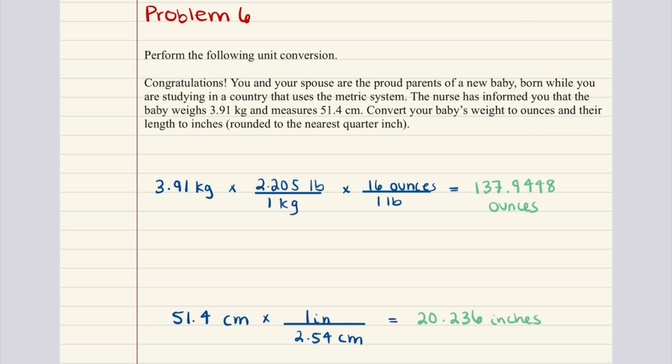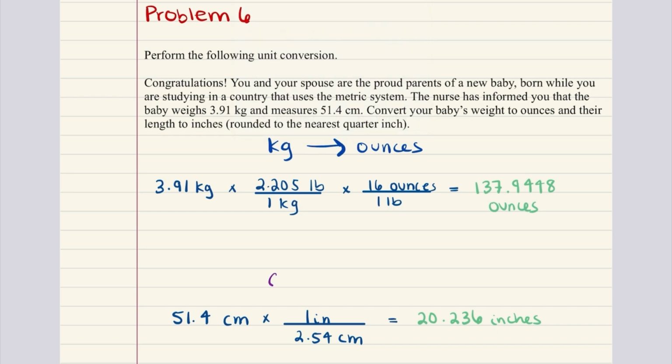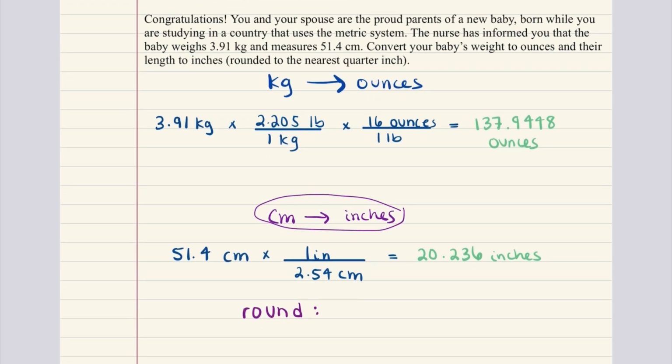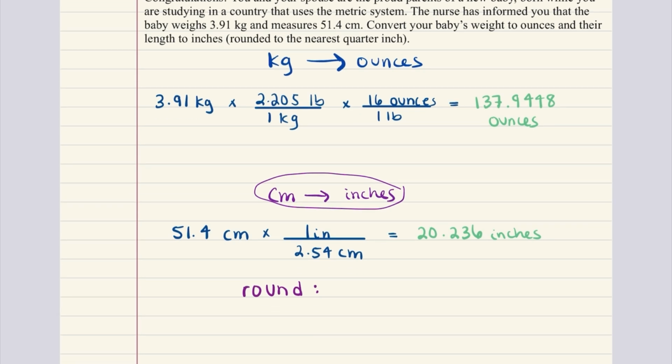Okay, so we have 2 conversions that we're doing here. For the baby's weight, we want to go from kilograms to ounces. And then the second conversion we're doing is for the length, we want to go from centimeters to inches. Now, I'll start off with the centimeter to inches one because this is an easy conversion. We only need one conversion factor in order to do this. 51.4 centimeters, you want to convert that to inches, we can use one of the conversions we talked about in lecture, which is that 2.54 centimeters equals 1 inch.